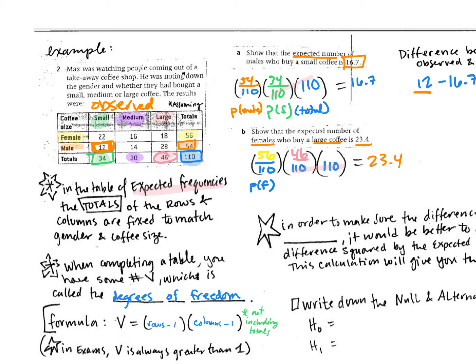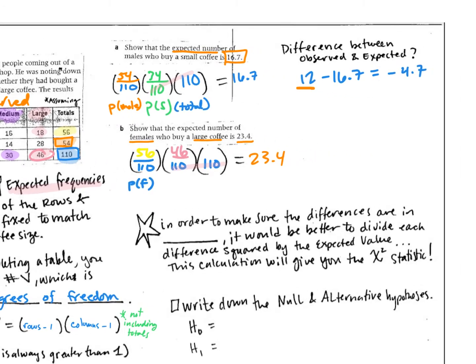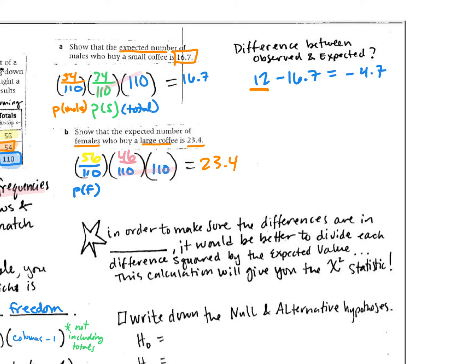Okay, so again, the females who buy a large coffee, that one was 18. Right, so I was here. So over here, the difference, so I would have 18 minus 23.4, which is, I believe, negative 5.4. They're negative, that's okay. It's totally fine.